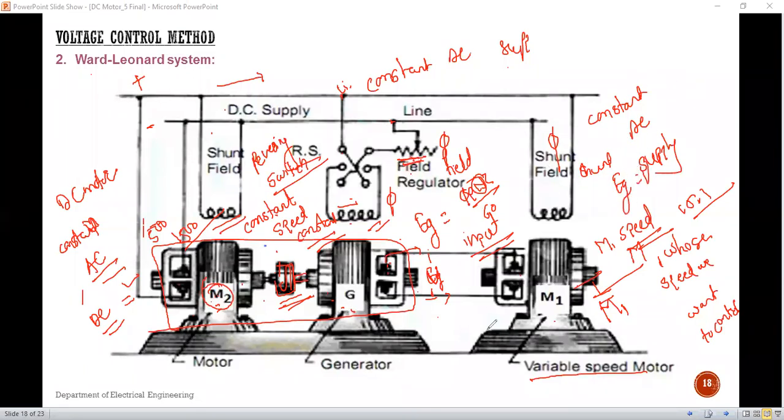That means the voltage supplied to the motor M1 will change. And if the supplied voltage to the motor changes, then automatically the motor speed will be changed or varied. The motor's speed will change.